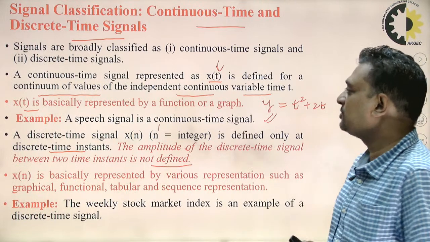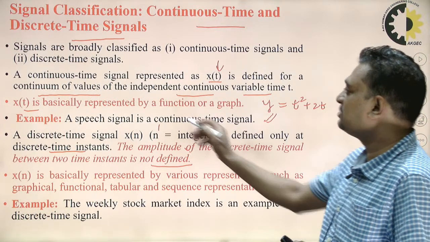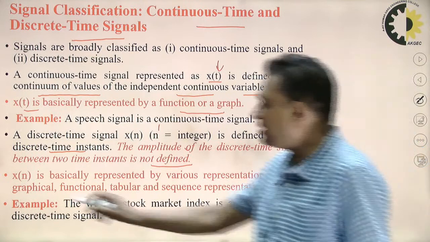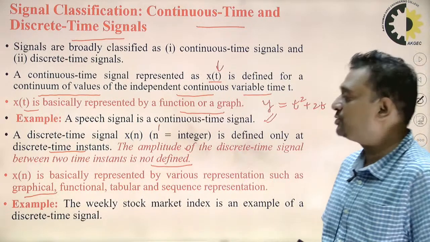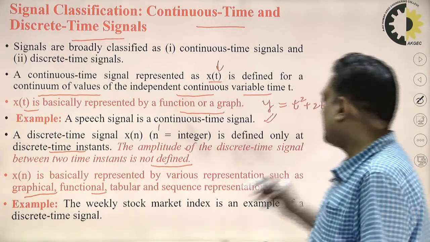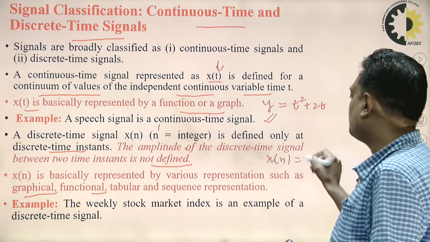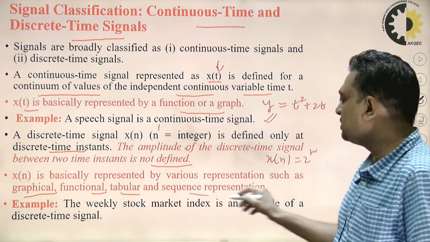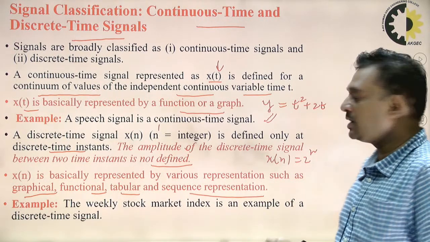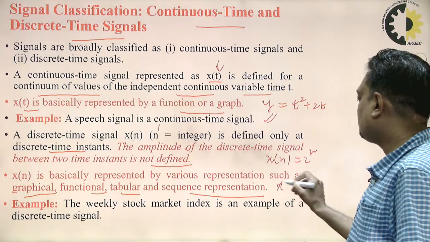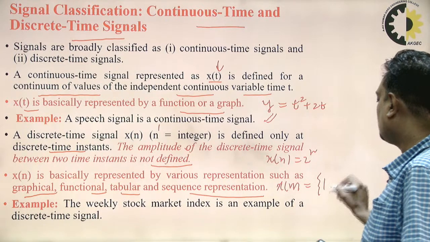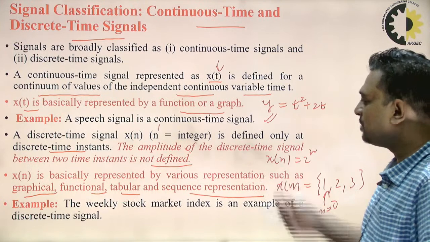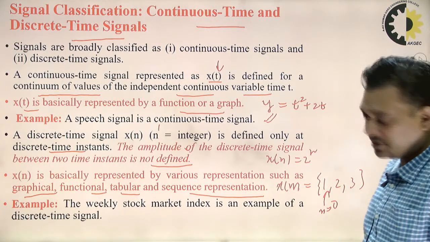A continuous time function is represented by x(t) and it is represented by a function or a graph. x[n] is represented by various representations, such as graphical representation, meaning we can represent the discrete time signal using a graph or function, like x[n] equals 2 to the power n, which we can represent in functional form. Then tabular form, where n and x[n] are listed, and sequence representation, which is one of the most important forms of representation of a digital signal. We can represent it like this: 1, 2, 3, and here the arrow corresponds to n equals 0. An example is the weekly stock market index, which is a discrete time signal.